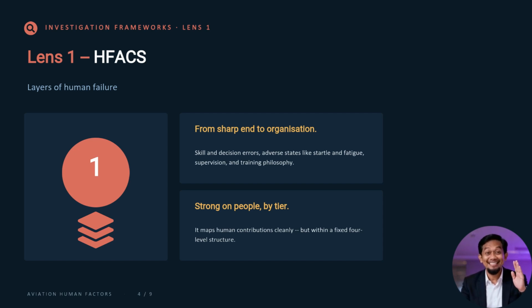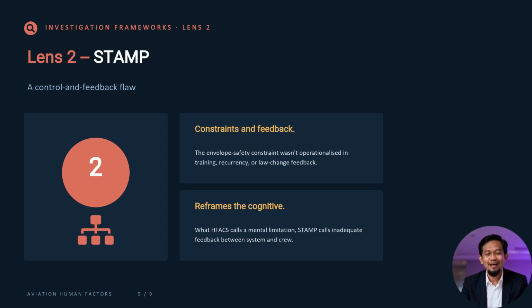HFACS's strength is exactly this. It is strong on people, organized by tier, and it produces a communicable, auditable taxonomy. Its limitation is equally structural. The four levels are fixed, and what does not fit the taxonomy, dynamic system interactions, feedback, design, tends to fall outside the analysis.